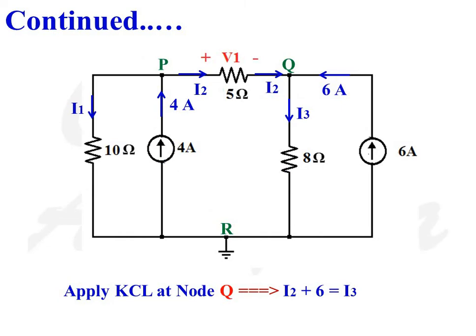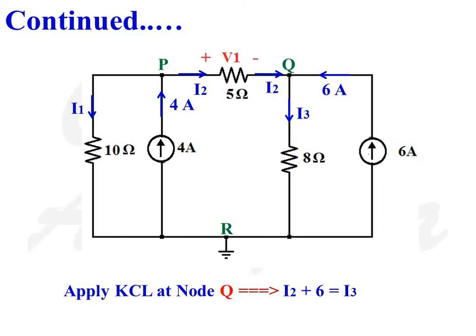Now let us apply KCL at node Q. There are 3 currents associated with node Q and the 3 currents are I2, I3 and 6 ampere. I2 is equal to (Vp minus Vq) the whole divided by 5 and I3 is equal to (Vq minus Vr) divided by 8.